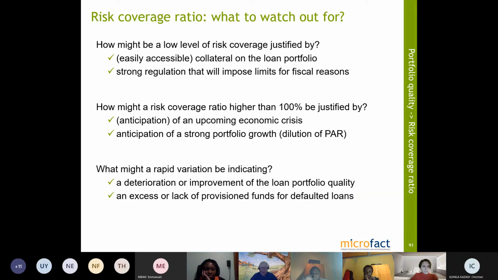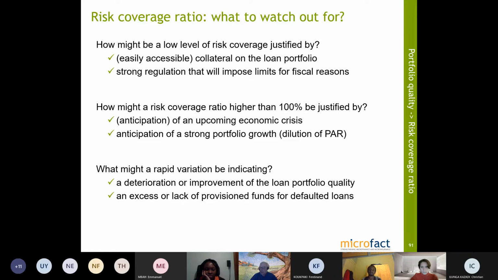Sometimes we do see organizations having an even higher risk coverage, more than 100%. It might be that your organization is anticipating an upcoming economic crisis. If you know this is going on, say my farmers, I have all the money with my farmers. Nobody of these farmers is already in a position that they have to pay back, but I know there is a climate crisis. I can already start making specific provisions and creating loan loss reserves for a possible upcoming crisis.